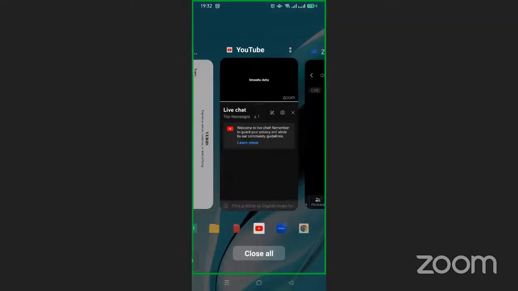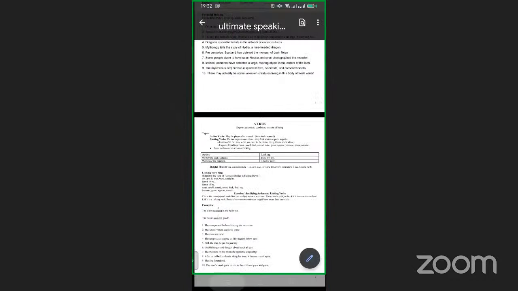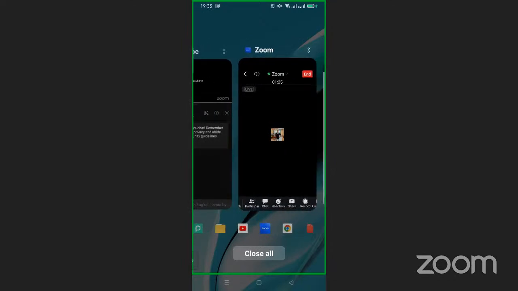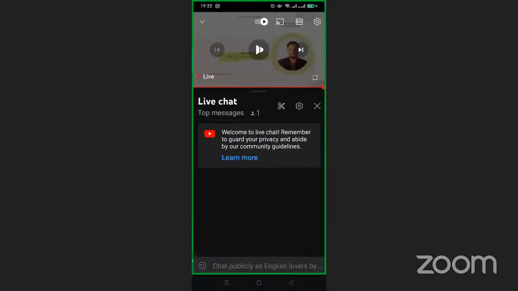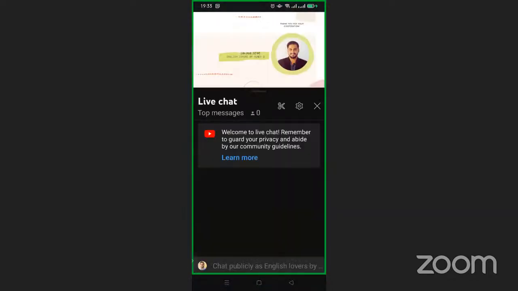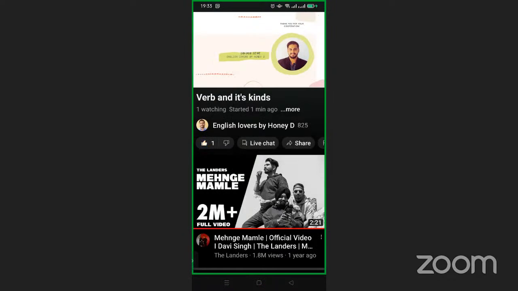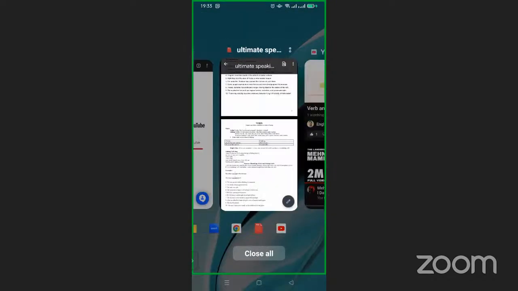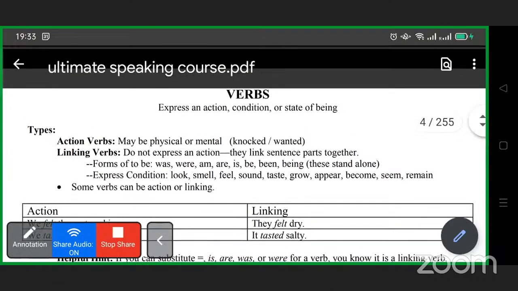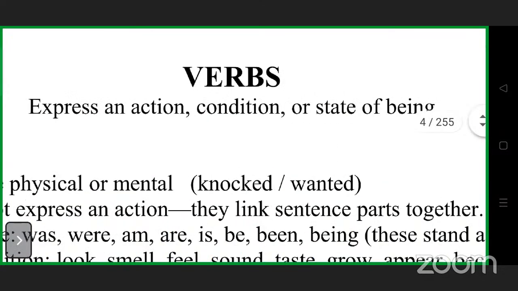And once it is done, we will be focusing on the concept of verbs. As I mentioned, verbs and their kinds. I would like to just see through this. So let us start with the concept of verb. What exactly do verbs stand for? We will be focusing on that, and let me zoom that for you.